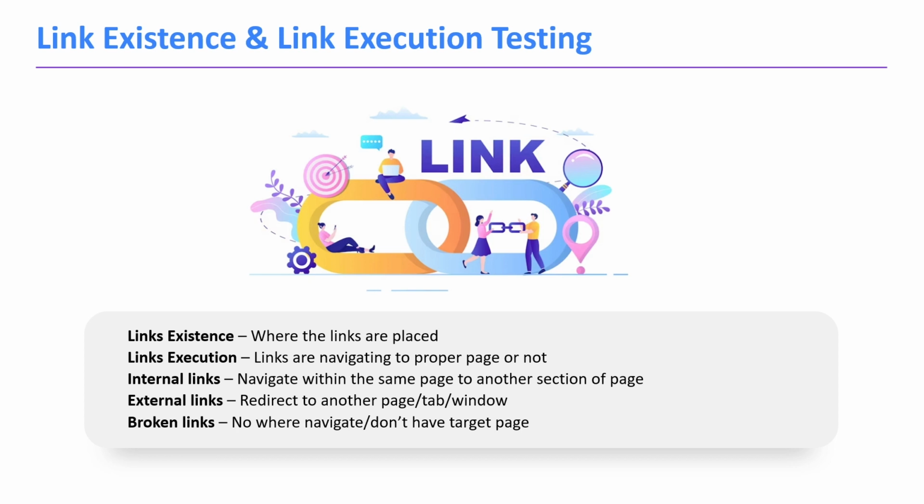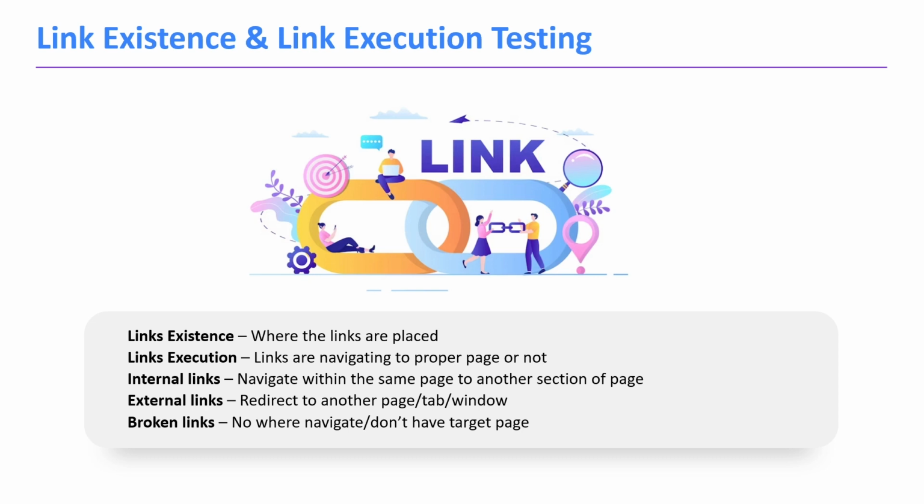There are two types of links, one is an internal link and another is an external link. Internal links navigate within the same page, like when you can see multiple sections in the web page, like the footer section or body section, or sometimes links like about us, contact us or home page. If you click on a particular link, it will navigate to that section on the same page. So these are the internal links.